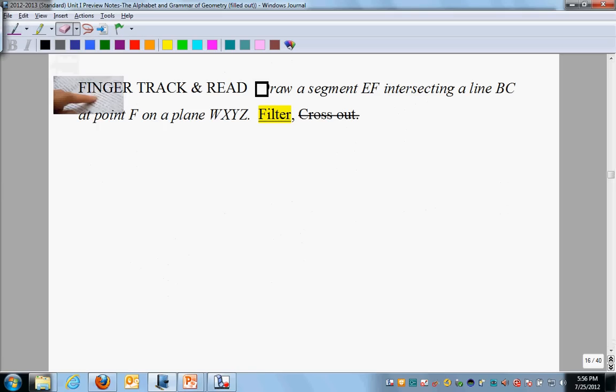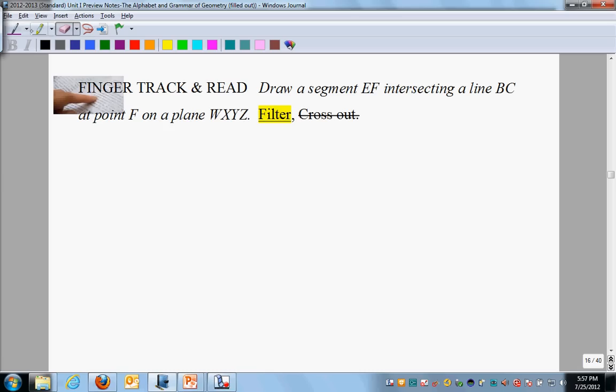I'd like you to physically put your finger or your pencil right at that word draw. And now I'd like you to read aloud with me at the same time. Ready? Read and finger track. Draw a segment EF intersecting a line BC at point F on a plane WXYZ.